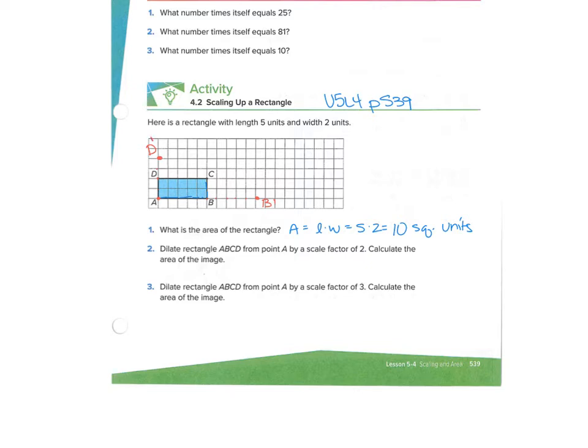And C prime is 5 squares over from D. So I'm going to go over 5 more squares from D, or up 2 more squares from B, and I get my C prime. Now everything is twice as far away from A. Let's create our rectangle. And it looks like this red rectangle is 10 units by 4 units. So the area for this one would be 10 by 4, or 40 square units.